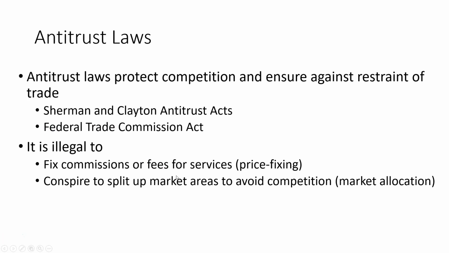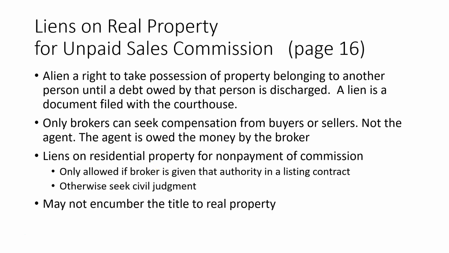There are antitrust laws. Antitrust laws basically is to protect competition and ensure against restraint of trade by brokers colluding together to fix prices or fix locations. There is the Sherman and Clayton Antitrust Acts and the Federal Trade Commission Act. It is illegal to fix commissions or fees for services. Brokers can't collude together and say, I'll charge this amount as long as you charge this amount. We can also not conspire to split up market areas to avoid competition. Brokers can't say, you work on this side of the river and I'll work on that side of the river.